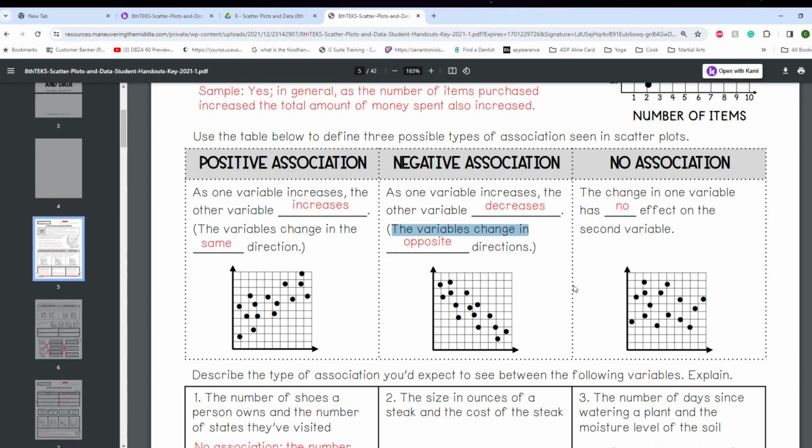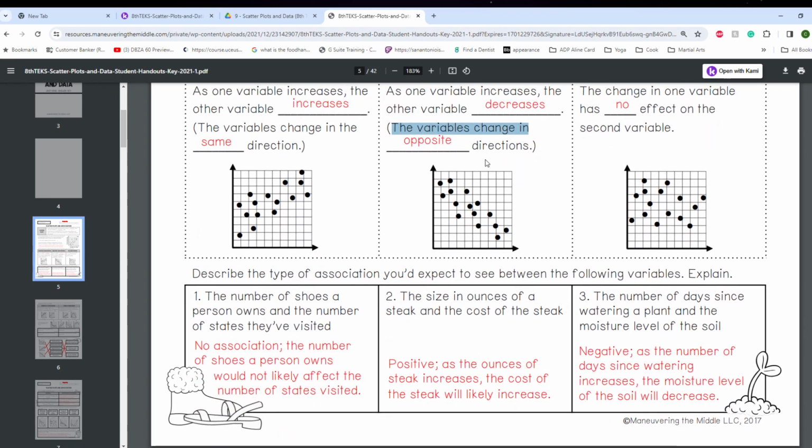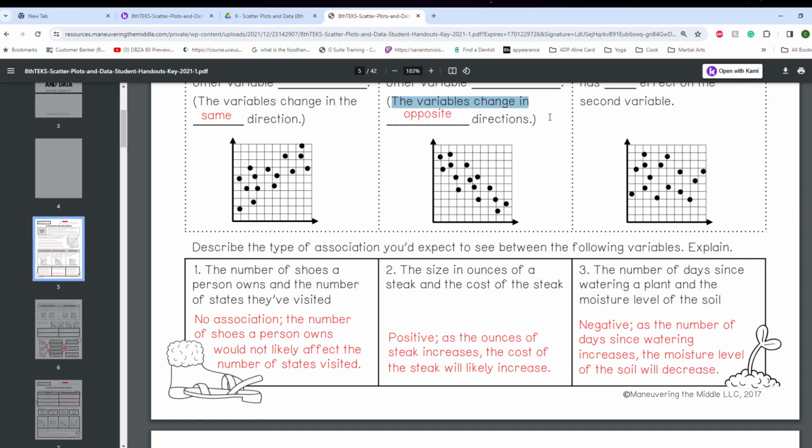The last one is no association. So no, they don't affect each other at all. This is kind of like your scatter plot that's kind of random, just everywhere, which is something you should have seen earlier in class.